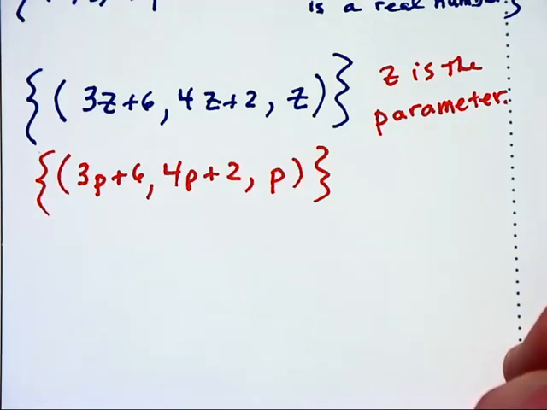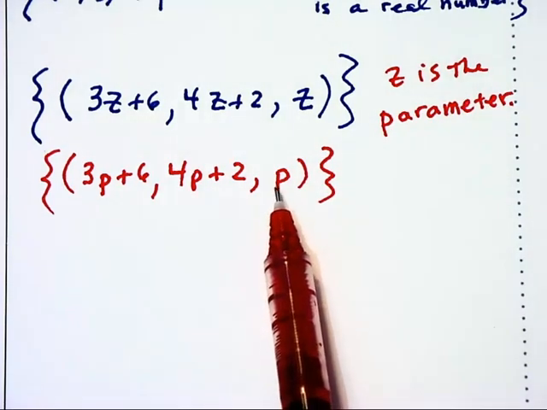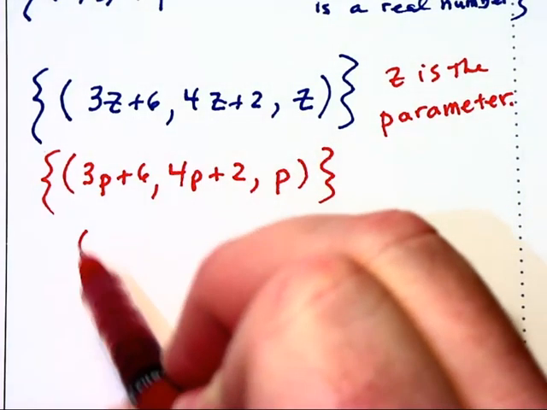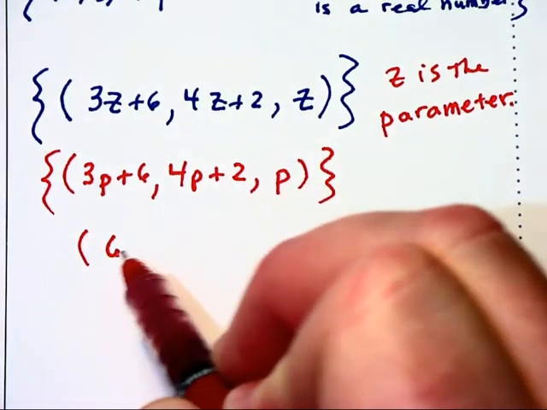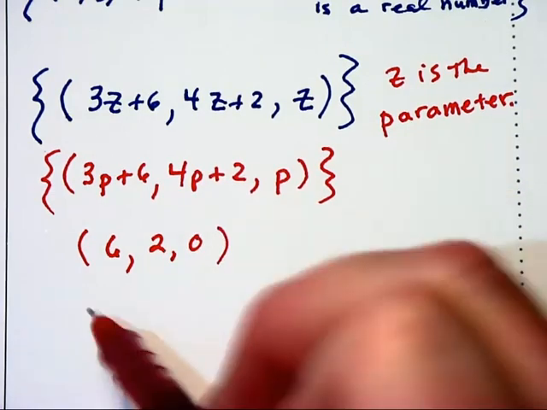This is a set of points which is really a line. We're used to lines being y equals mx plus b, but this is an xyz type of line. And if you wanted to generate points that are on the line, you choose different values for p. For example, if p were 0, we'd have 3 times 0 plus 6. We'd have 6, 2, 0. That will be 1 point on the line.